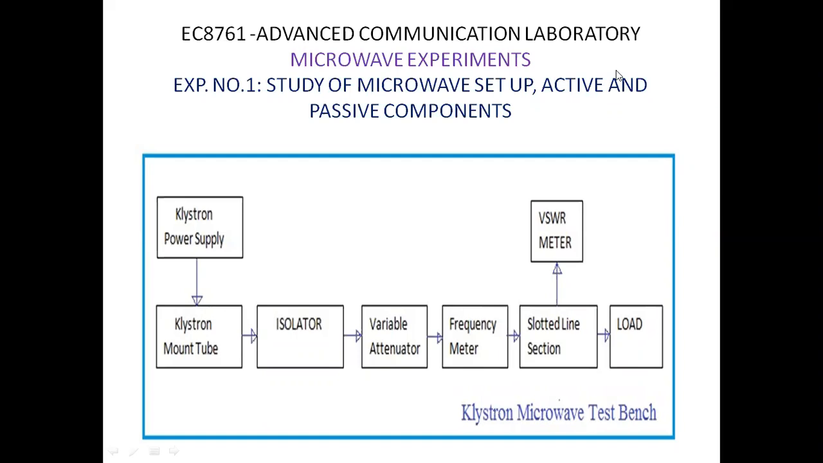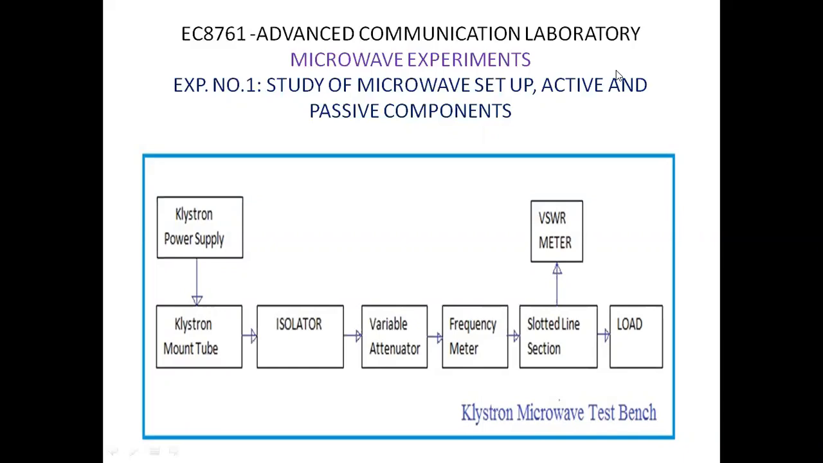Today I'm going to give some introduction about Advanced Communication Laboratory. This lab consists of three sets of experiments. One is based on microwave, the second is based on optical communication, and the third is based on digital communication. First, we are going to see the experiment based on microwave.